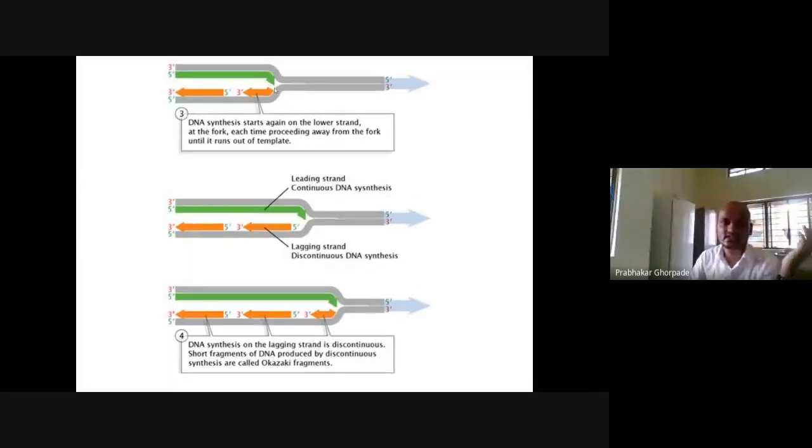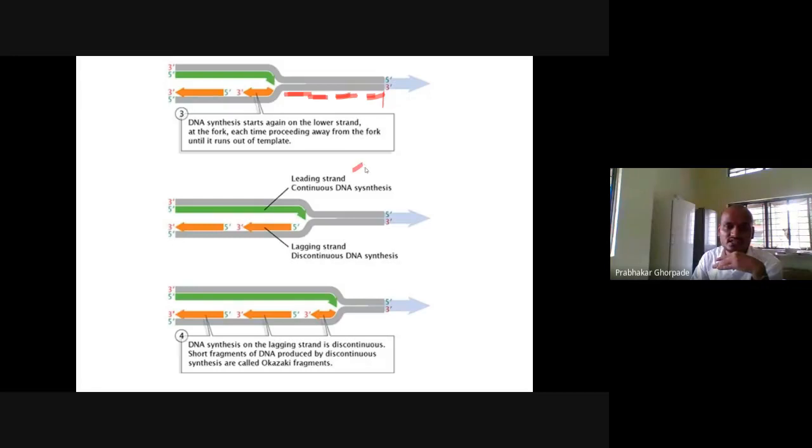It doesn't have any hindrance, but lower strand DNA synthesis again starts at the lower strand, each time processing away from the replication fork until it runs out of the template. So how many discontinuous strands can be formed? It will form till here. If we want replication to happen till the end here, it will go and add in this direction. This will add first, so it will be the discontinuous Okazaki fragments.